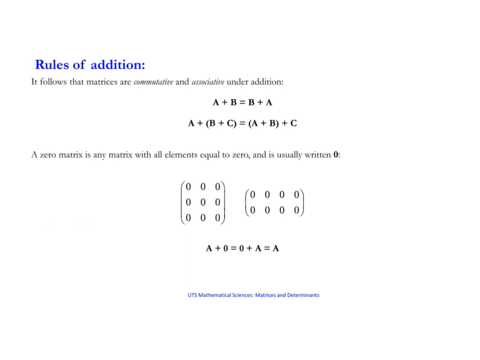So moving on, the rules of addition. Matrix addition is commutative and associative under addition. What this means is A plus B is equal to B plus A, as we have with normal arithmetic. And if we have B plus C and we add it to A, it will be the same as adding A plus B to C. So you can work out those first and add it to that, or work this out and add it to that.